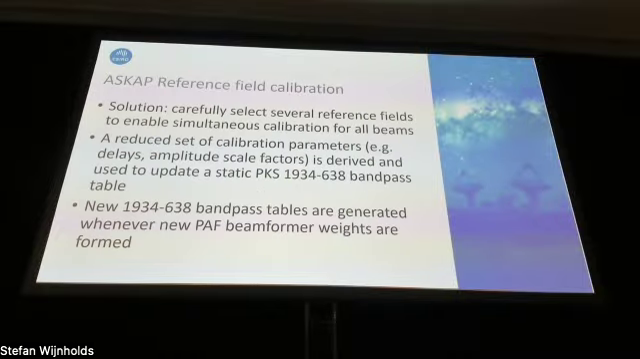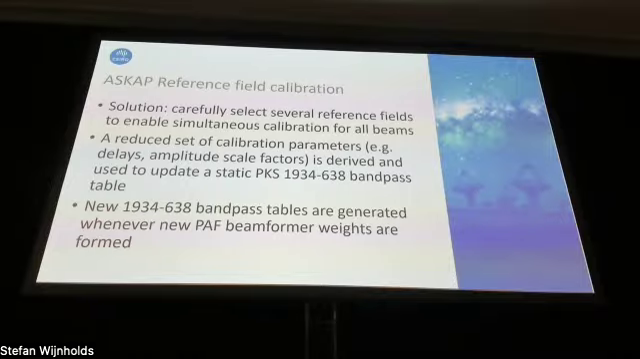Our solution to that is that we've selected several reference fields which have been chosen to not have any super bright sources or anything too complicated in them. We can point our telescope at those instead of looking towards 1934. Each beam has its own slightly different local sky model, and we can do our calibration around the time of the observations towards that reference field instead of 1934.